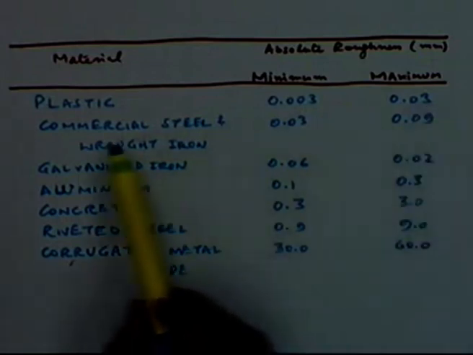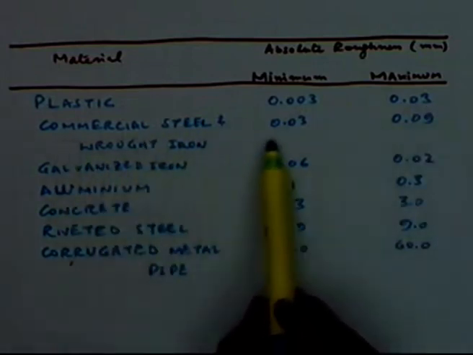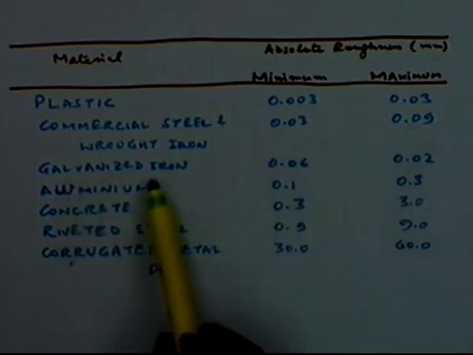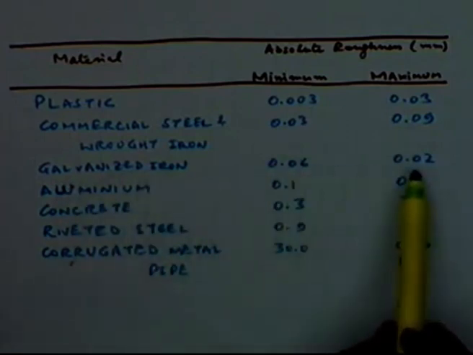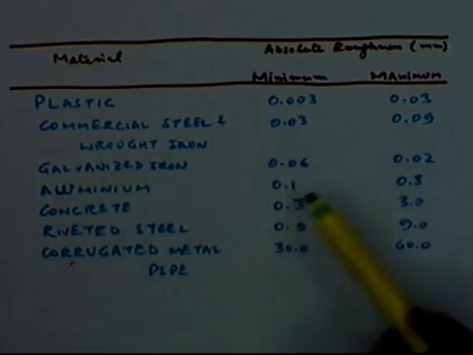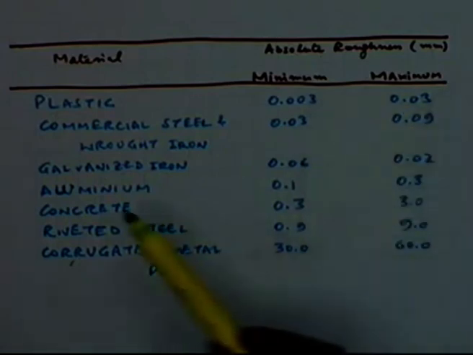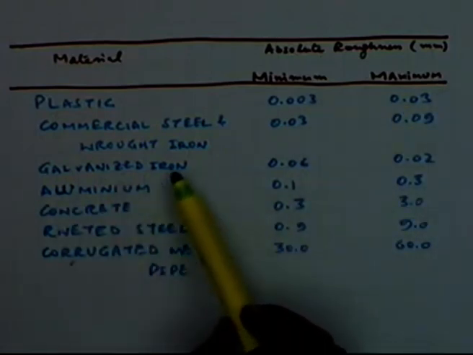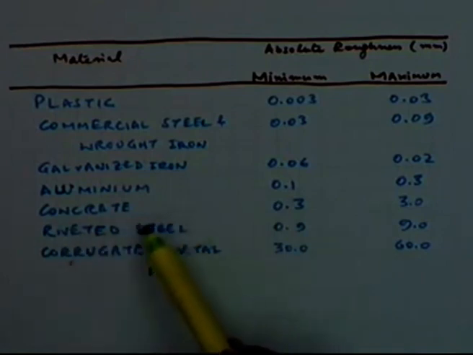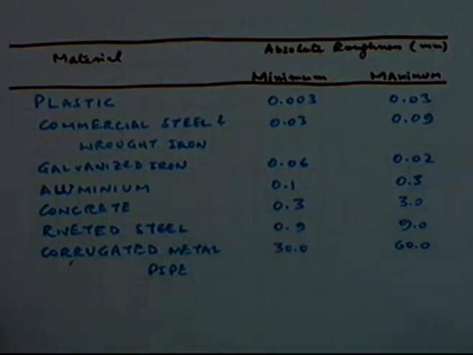maximum value. Then the commercial steel and wrought iron, there is the range. Galvanized iron is slightly higher, so this is in the ascending order. Aluminium is more than galvanized iron, then concrete, riveted steel, corrugated metal pipe. So all these are the suggestive values which can be used while doing the design.